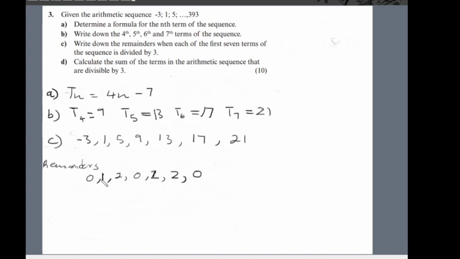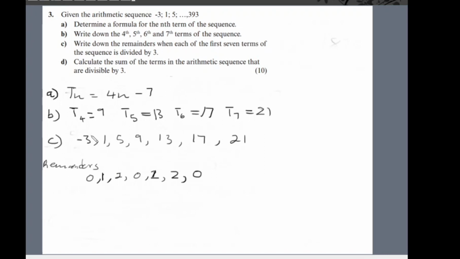Okay, so now I write down the remainders when you divide the first 7 terms by 3, because they want you to find this. Okay, so now we go to question D, where they calculate the sum of the terms in the arithmetic sequence that are divisible by 3. So here they want the sum of the terms that are divisible by 3, not the sum of all the terms.